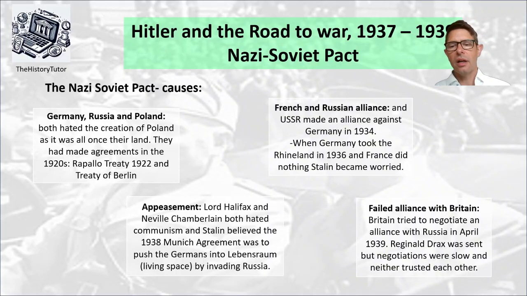France was a weak alliance partner. Britain didn't seem that interested. A realistic response for the Russians was to try and negotiate with Germany. So they started to organise this Nazi-Soviet Pact.